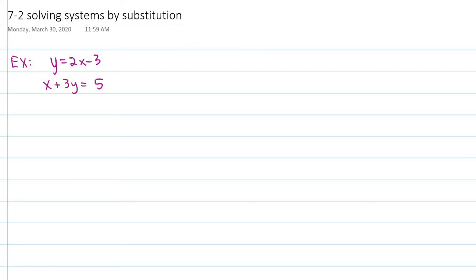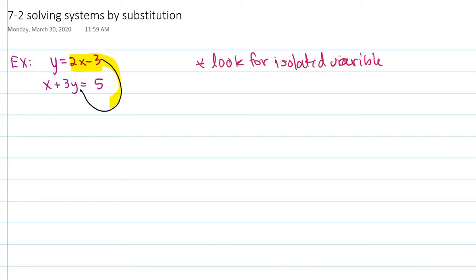So we're going to substitute. And what that means is we're going to look for an isolated variable. And in this case, our isolated variable is y. So we know that y is equal to 2x minus 3. We can just take that information and put it into our other equation. So if we take this highlighted piece and we substitute it in for y in my second equation, then I'll have one equation that has only one variable, just x's, and I'll be able to solve it.